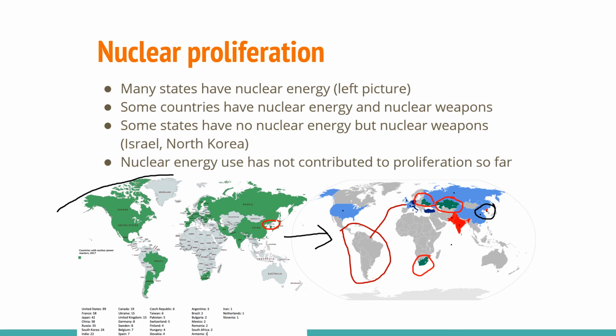And what's about this dark blue one, including Germany and Italy? They have nuclear bombs on their soil, but owned by others, by the United States. Yeah, that's a tricky situation. Actually, what we see is nuclear power stations and nuclear weapons are not directly connected. If you want to build one, you can do that without a power station. It might be even a cheaper way.